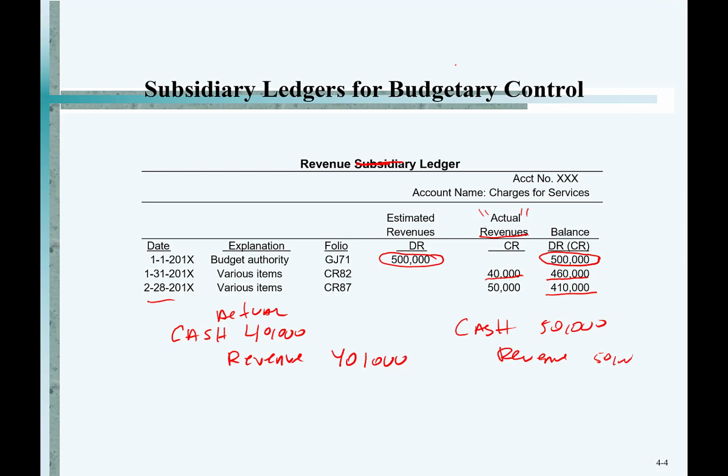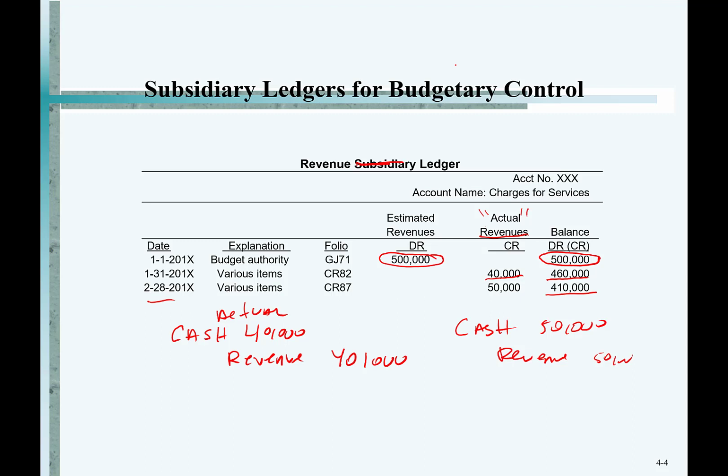A little bit later, they issue some more licenses. 50,000 cash comes in. They credit revenue 50,000. Now they know they've got 410 left to go, don't they? So this revenues ledger, by debiting estimated revenue and entering that as a debit, allows us to track against our actual revenue, which are credits.